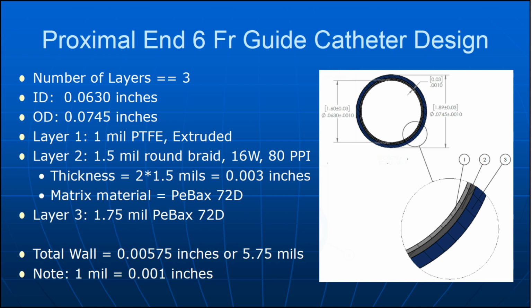The second layer is a braid layer. The braid wire material is 0.0015 inches round. The braid wire thickness is thus 0.003 inches thick. The outer layer or third layer is computed from the wall thickness of the design by subtracting the layer 1 thickness and layer 2 thickness as 0.00175 inches.